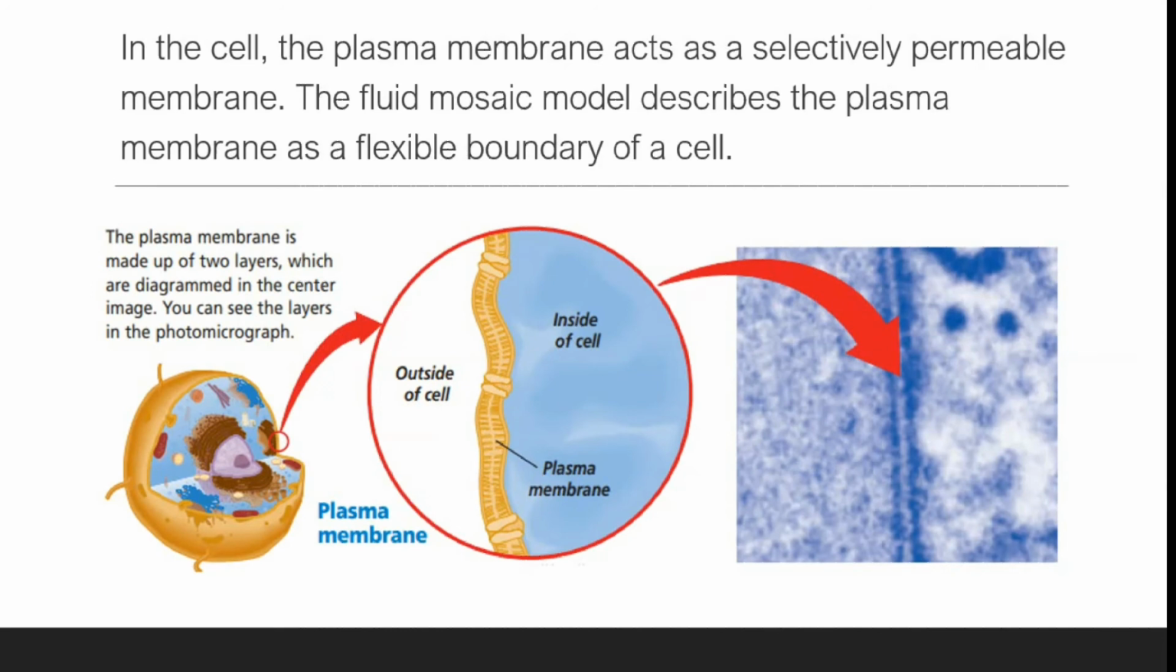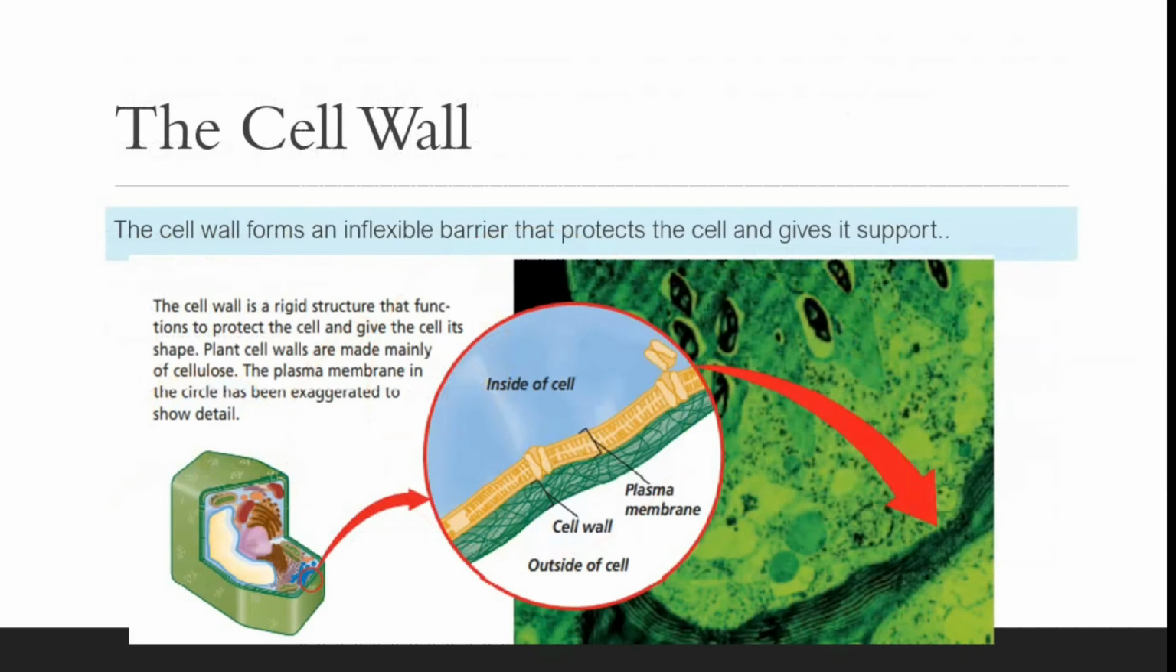In the cell, the plasma membrane acts as a selectively permeable membrane, as shown in the picture. The fluid mosaic model describes the plasma membrane as a flexible boundary of a cell. However, plant cells, fungi, bacteria, and some protists have an additional boundary: the cell wall. The cell wall forms an inflexible barrier that protects the cell and gives it support.